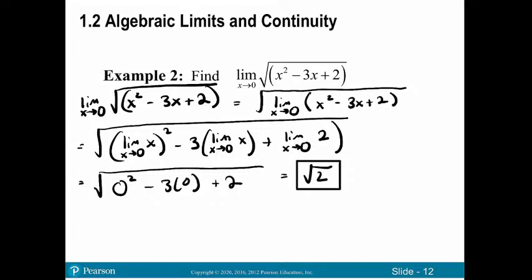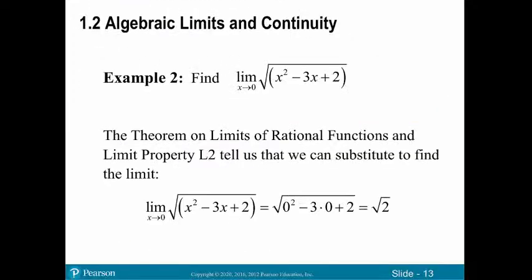Okay, let's see how we did. It says the theorem on limits of rational functions and limit property 2, so that we can substitute to find the limit. They just substituted right off the bat, whereas I was still breaking it down. That's fine, but notice we got to the same result.